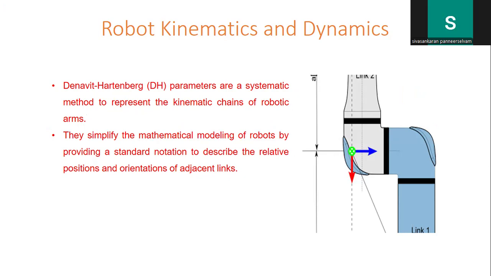So, what is the importance of these parameters? It is a systematic method which describes the various kinematic chain of a robot arm. They simplify the mathematical model of the robot by providing standard notations to describe the relative position and orientation of the adjacent links. You can see in the figure, these are the different links of the robot arm. Each link movement influences the neighboring link, through which we are able to describe the relative position and orientation of the adjacent link.